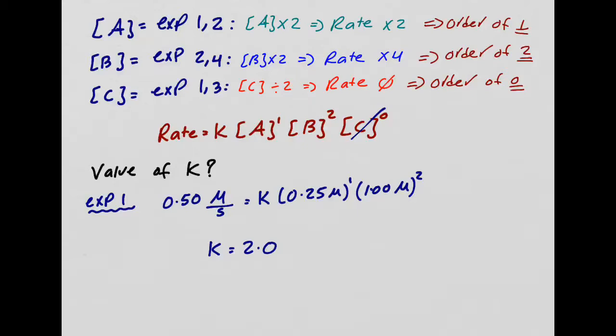Remember, this side has to equal this side. And we know rate is molarity over second, right? Now, I'm trying to figure out what is the unit of K. I know here is molarity to the power of 1. And I know here for B is molarity to the power of 2. And C doesn't matter. So what is going to be the unit for K? And I know I'm supposed to go equal M over S.